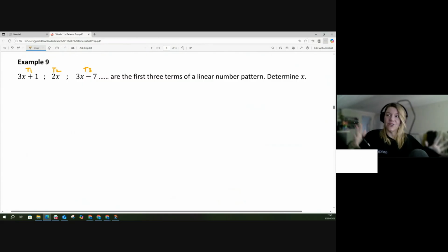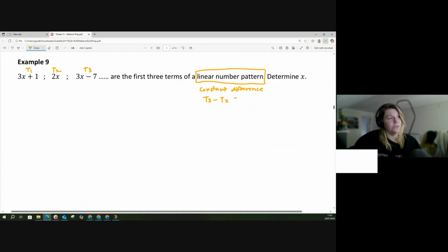What is the one thing we know about a linear number pattern? What is something that we know will always be the case in a linear number pattern? Good. It will always have a constant difference, always. So if I had term 3 minus term 2, it will always be the same as term 2 minus term 1. And that is my hint to you. And now you can solve for x.